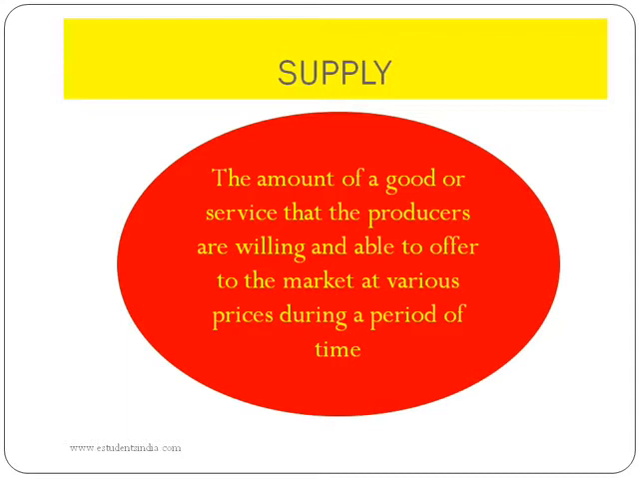Supply. The amount of a good or service that the producers are willing and able to offer to the market at various prices during a period of time. The supply is defined as a schedule of quantities of good. Is there any difference between quantity supplied and supply? Yes, there is. Quantity supplied is the quantity offered for sale at a particular price. Supply is the schedule of various quantities of good at various prices.